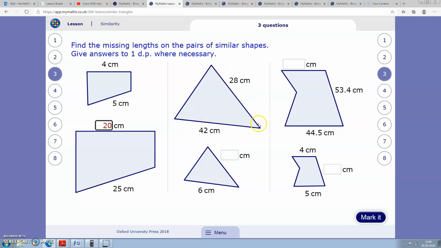This one here I've got 28 and 42. This one is 6. How did I get from there to there? I've divided it by 7. So what's this one going to do? Divide by 7 is going to give me 4.